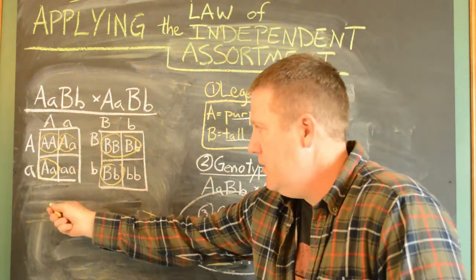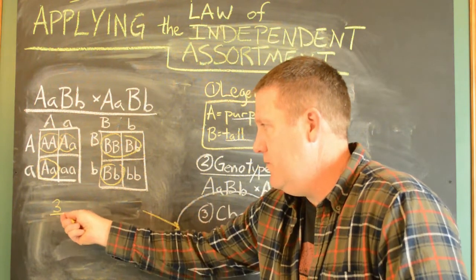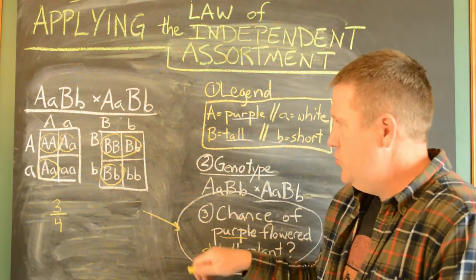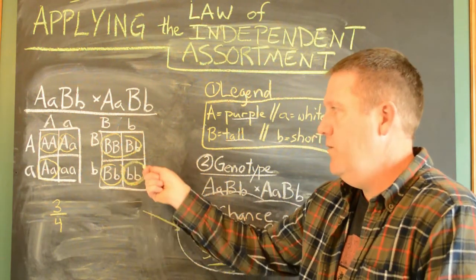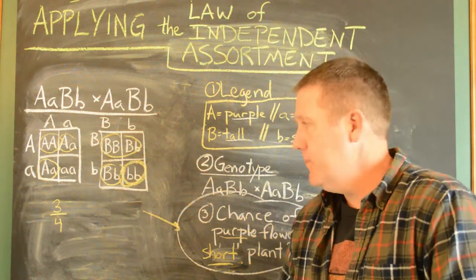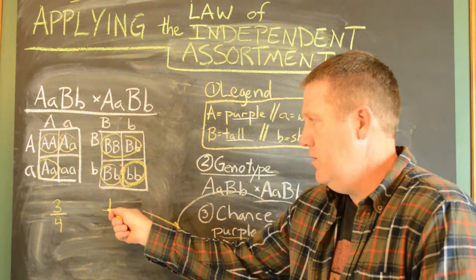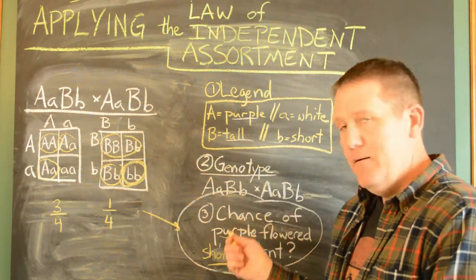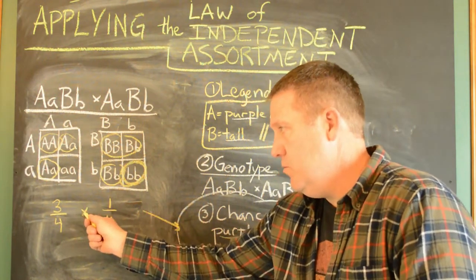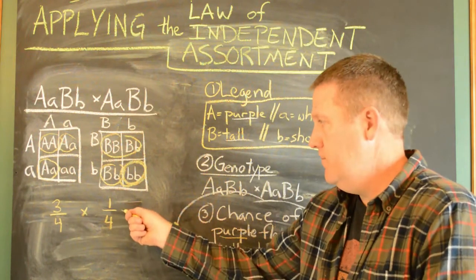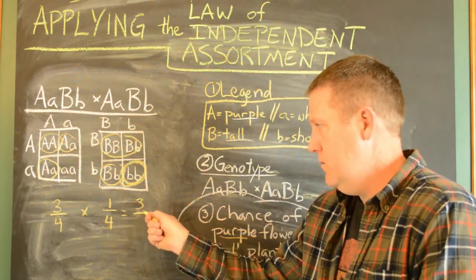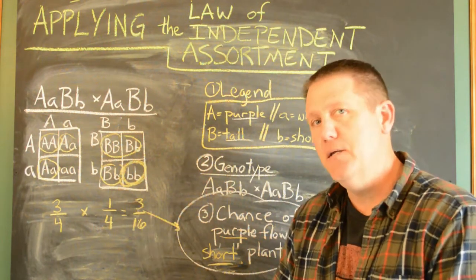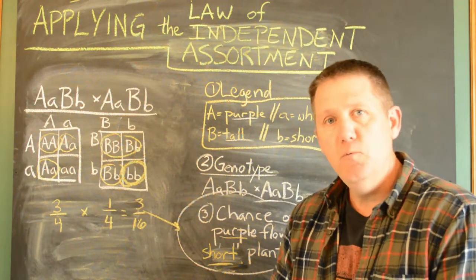Purple is the same, right? That is 0.75, or as a fraction, 3/4. What about short? Well, really only one of those fits the bill now. So that is 1 in 4. All right, the probability of getting both of those, 3/4 times 1/4, or 3/16, something like 19%. Seems pretty reasonable.